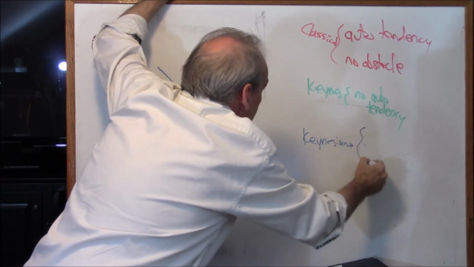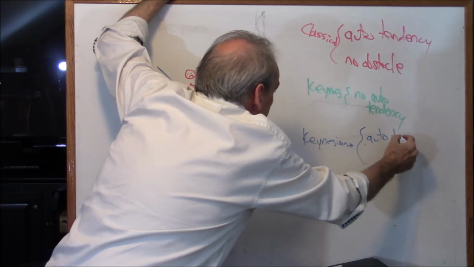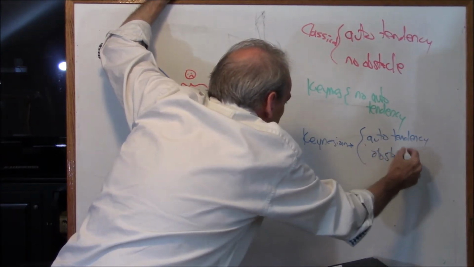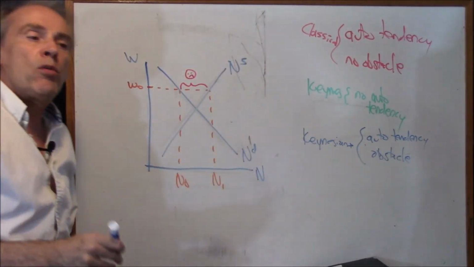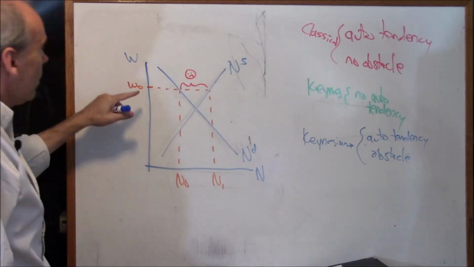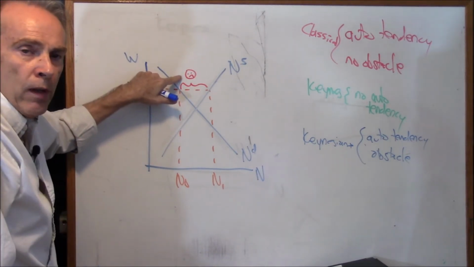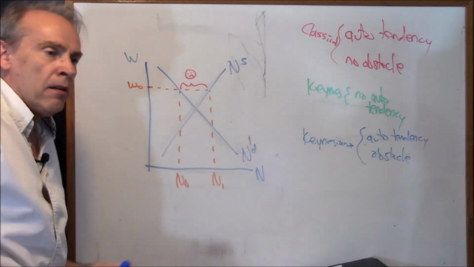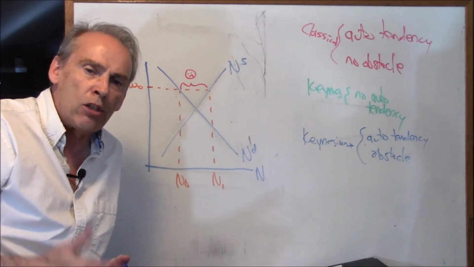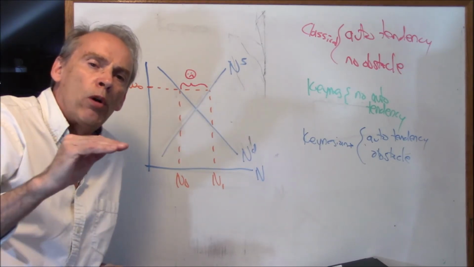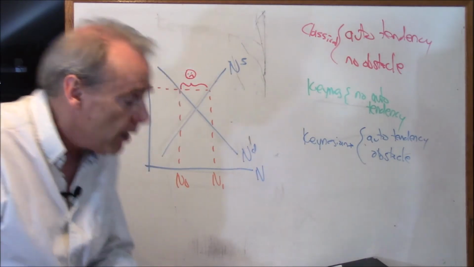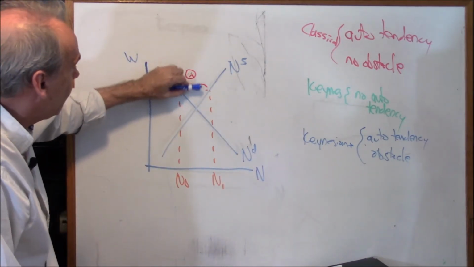The Keynesians figured there's an automatic tendency towards full employment, but there's an obstacle. That they would like to offer to work for less. The wages would like to come down. But we've got things like minimum wage laws and explicit and implicit contracts, trade unions. We've got real world factors that are preventing it from falling, even though that's what would solve the problem.